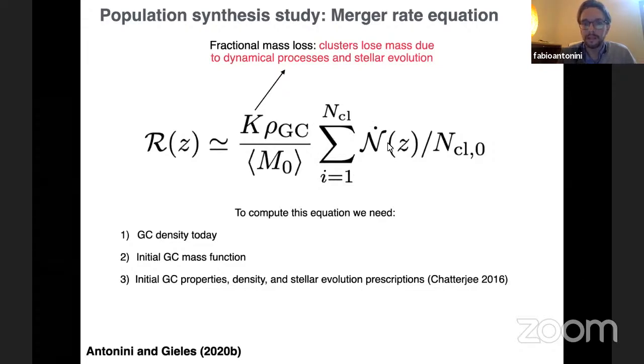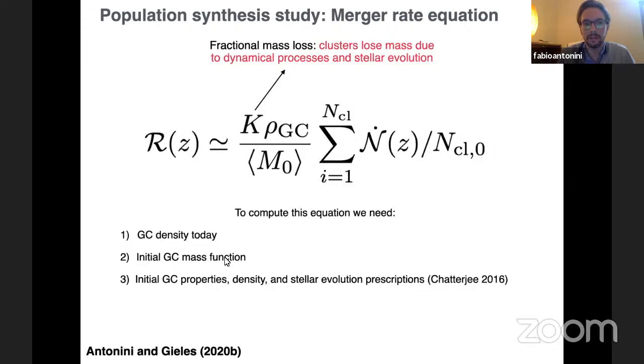We multiply this by the average merger rates of binary black holes per cluster over a sample of models to obtain the merger rate at a given redshift. So in order to compute this equation, what you need to know is, again, the globular cluster mass density today, this rho GC. You need to know the initial globular cluster mass function, which is unknown, but I'll show you how to derive this in order to be consistent with what we know about globular clusters.